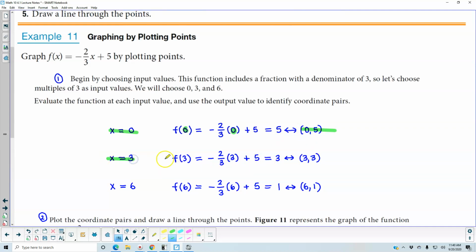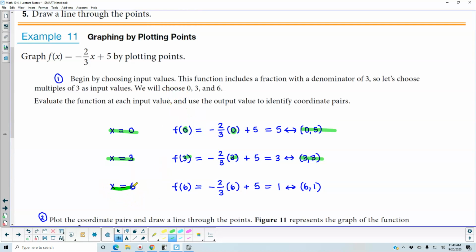The next number we're plugging in is 3. So f of 3 into the function negative 2/3 x plus 5. Well, negative 2 over 3 times 3 is negative 2, plus 5 gives you positive 3. So that ordered pair is (3, 3).